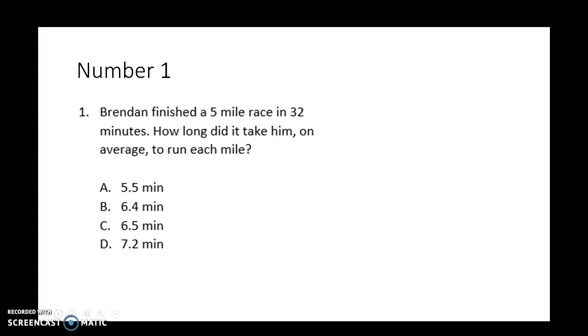So number 1, it says Brendan finished a 5-mile race in 32 minutes. How long did it take him on average to run each mile? So what type of problem is this? We should all know it's a unit rate problem. And with a unit rate problem, we know we need to set up a word ratio, right? And use a proportion. So 5 miles in 32 minutes. And then how long for each mile?